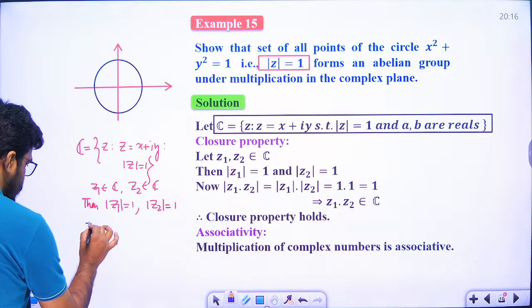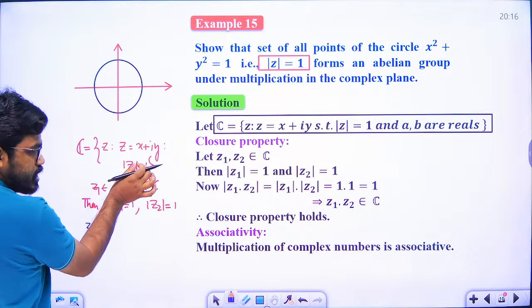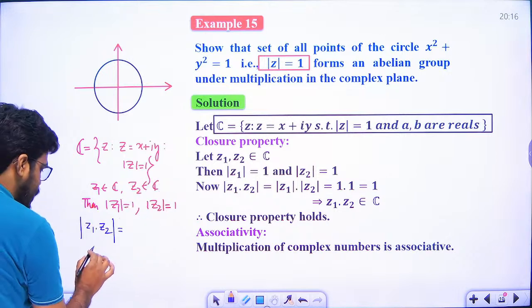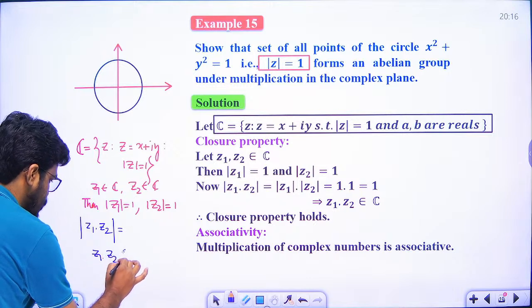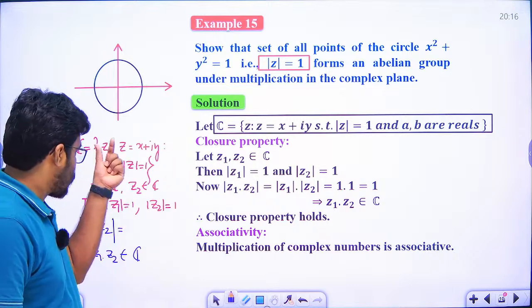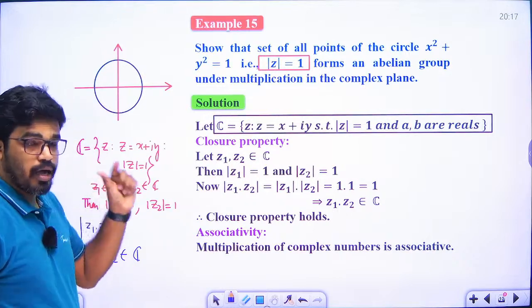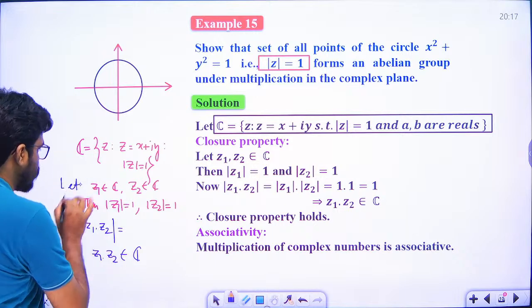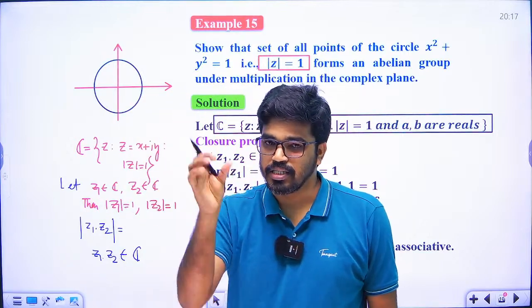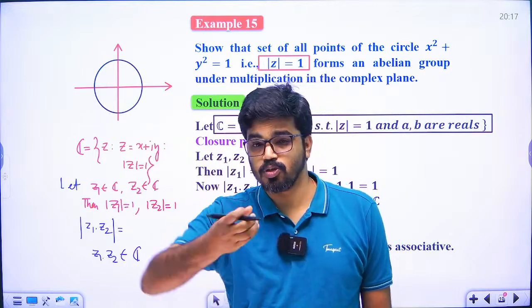So Z1 dot Z2, the elements of C are those for which modulus Z is equal to 1. So if we take the modulus and it is 1, then we say that Z1 dot Z2 belongs to C. The elements of C are complex numbers such that modulus Z is equal to 1, okay? Then what have we considered? Z1 belongs to C, Z2 belongs to C. So Z1 belongs to C, that means modulus Z1 is equal to 1. Z2 belongs to C, that means modulus Z2 is equal to 1. So what is our target? We have to show that Z1 dot Z2 belongs to C.